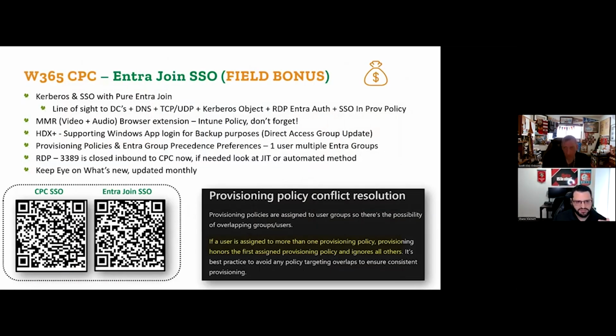I'll talk through this relatively quickly here. This is really good stuff. So those are the QR codes. Just setting up SSO, Entra join, can get a little complicated, but this walks through the trials and tribulations of getting it all working. So really it's line of sight to the DNS, TCP, UDP needs to be set up, firewall rules, Kerberos object. Just take note of this, and we'll go through these items.